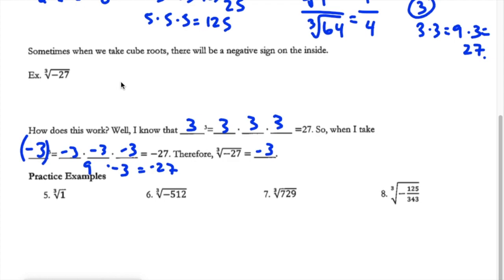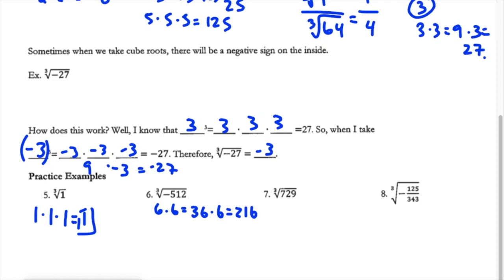So the cube root of 1, I should just know that 1 times 1 is 1, times 1 is just going to be 1, okay? And then the cube root of negative 512. We talked about, I think the closest we got was 125, so the cube root of 125 was 5. So maybe just have to go a little bit bigger. 6 times 6 I know is 36, times 6 is going to be 216, I believe. Still need to go higher.